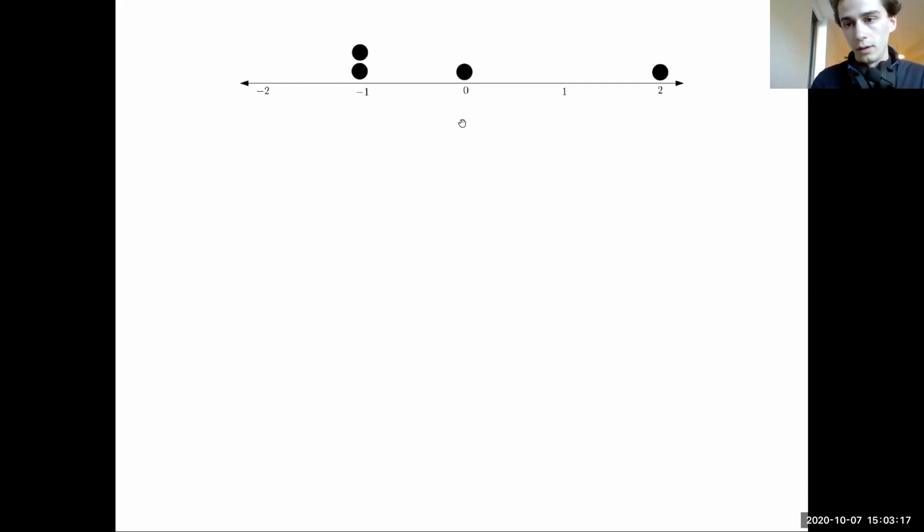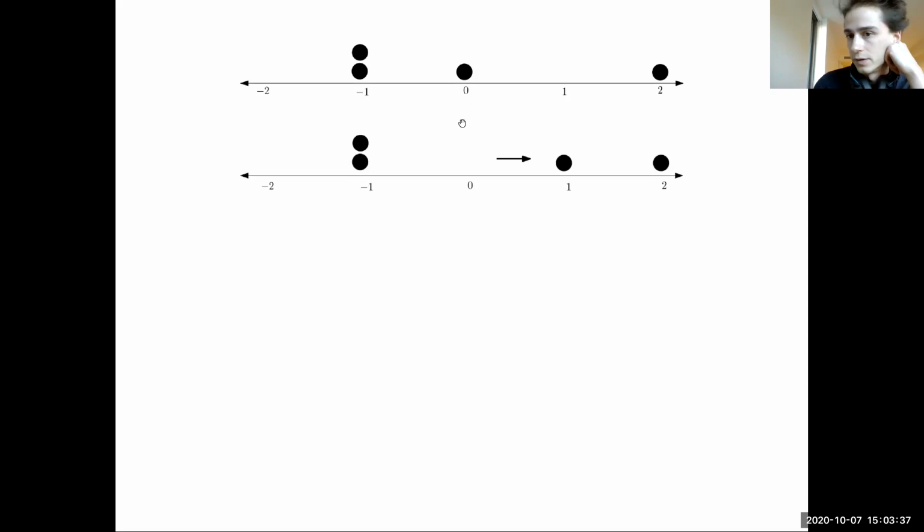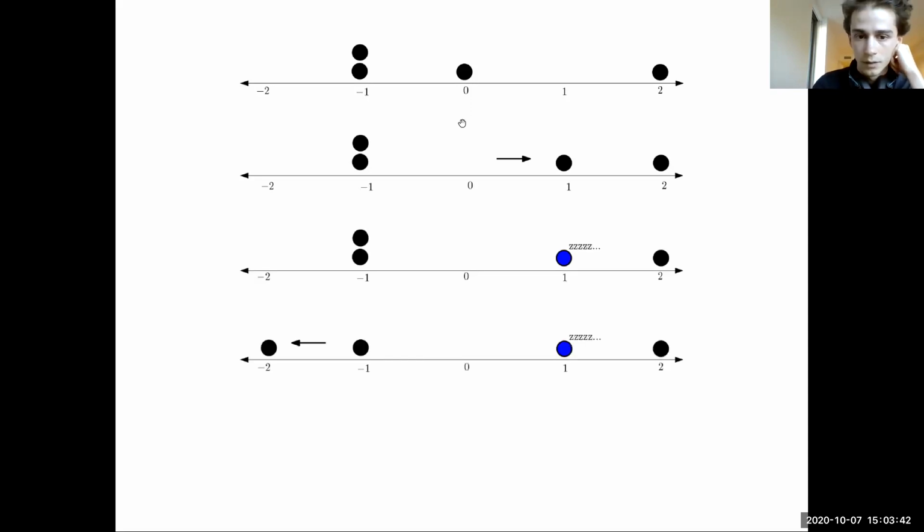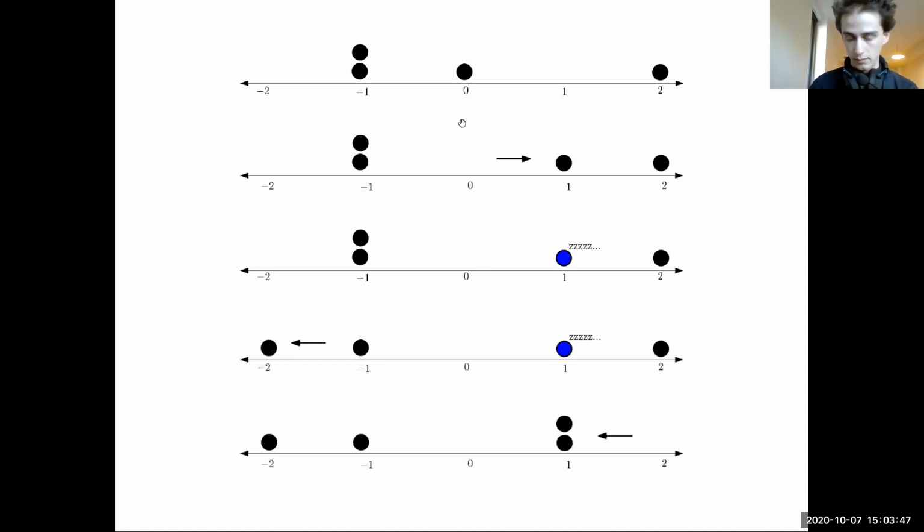So just to show a little picture example, say this is our initial condition. I said Bernoulli mu, but maybe here I started with two particles at site -1. Maybe this is somewhere in the process. This is the configuration on this interval. So maybe the first thing that happens is the particle at site 0 goes to site 1 and then falls asleep. And then maybe one of the particles at site -1 goes to site -2, and then this particle at site 2 goes to site 1, and it would wake up that particle, and so on. So that's the dynamics.